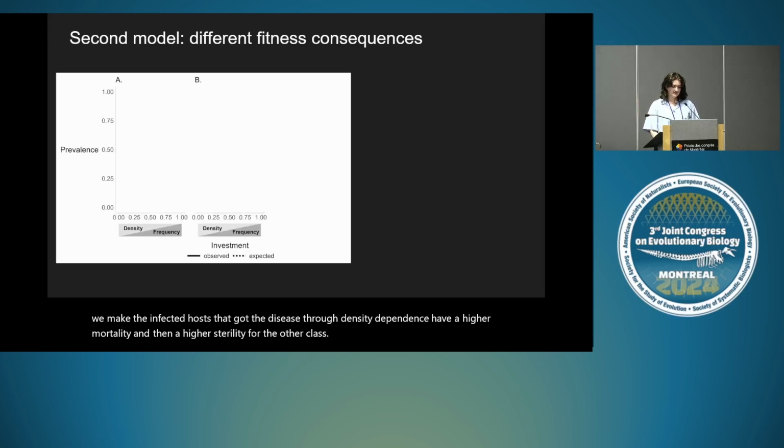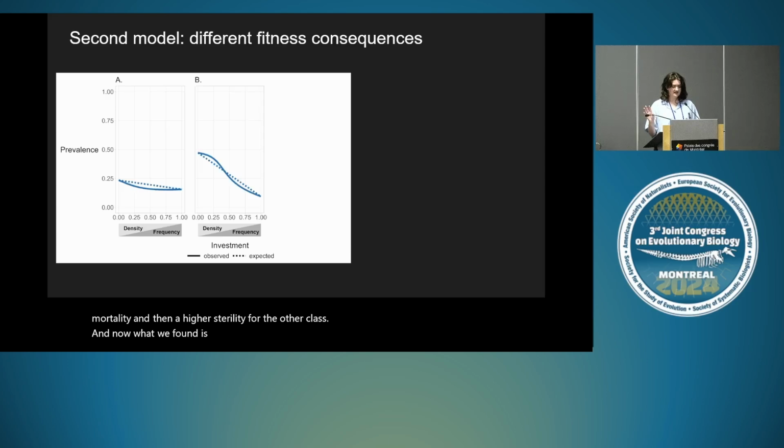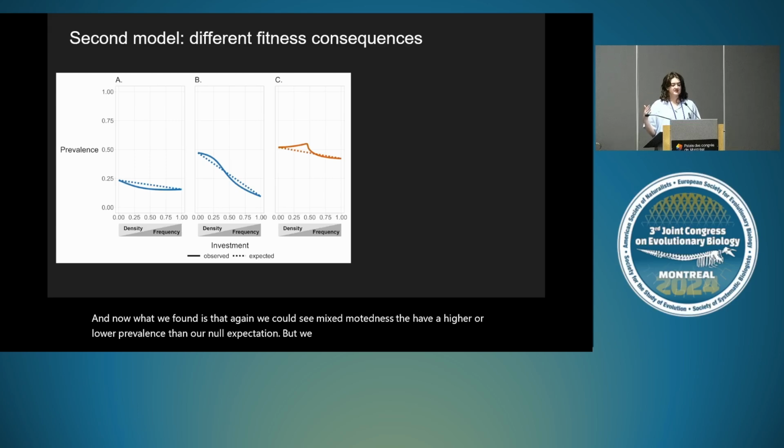Now what we found is that, again, we could see mixed modedness have a higher or lower prevalence than our null expectation. But we also found cases like this one in panel C, where the mixed modedness actually has a higher prevalence than either of the single modes alone. So my next question was, what differentiates the circumstances in which we see panel C's sort of result versus the other kind of result in panels A and B?